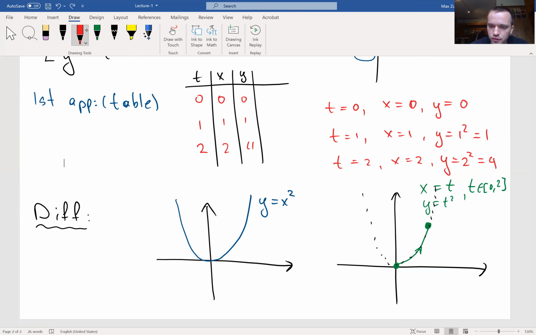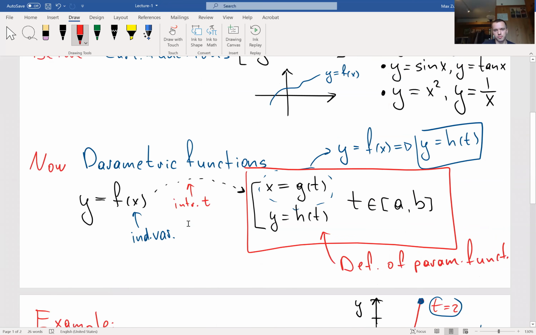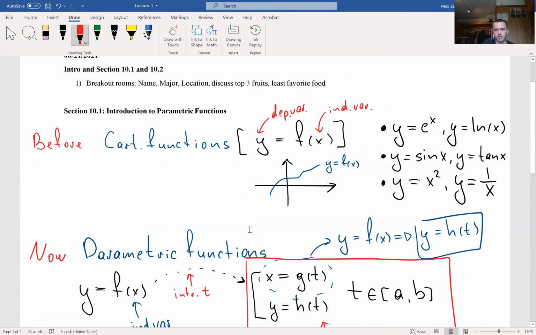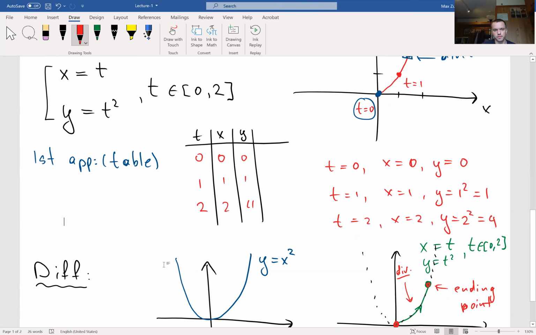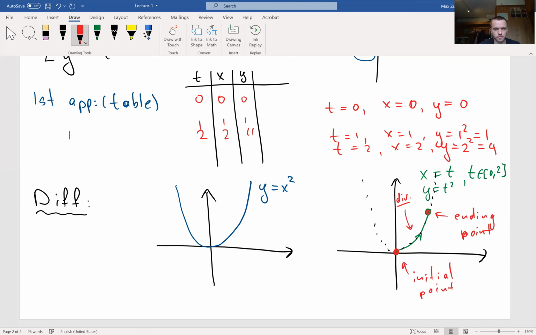The features of the parametric graph: you have an initial point, you have an ending point, and here you have direction. Okay. And this is basically the whole idea for section 10.1, to introduce parametric graphs and do some examples. So we did example number 1. Let's do another example.